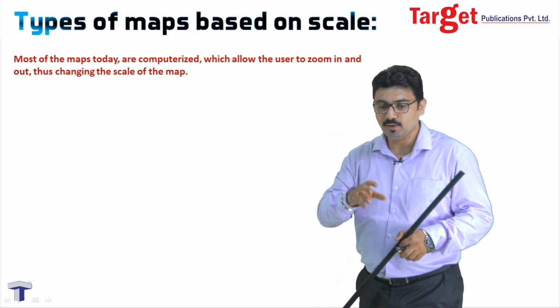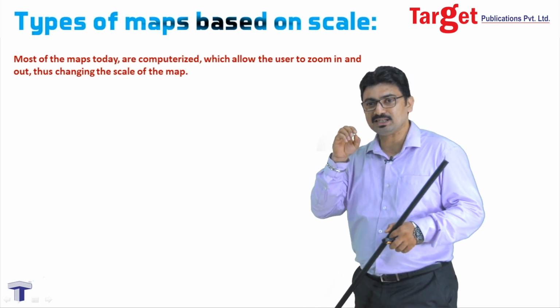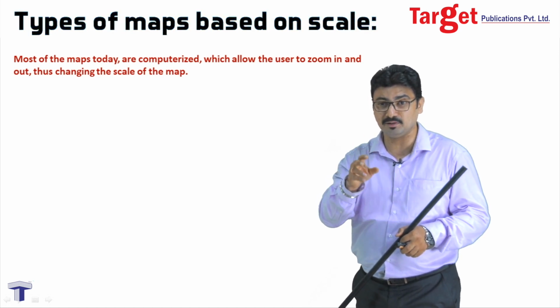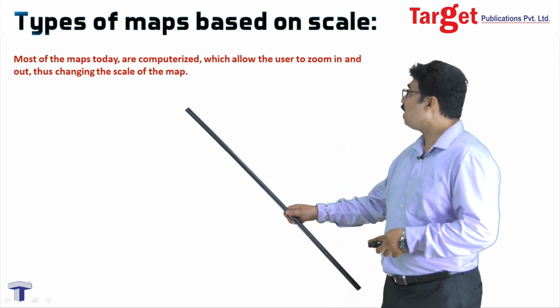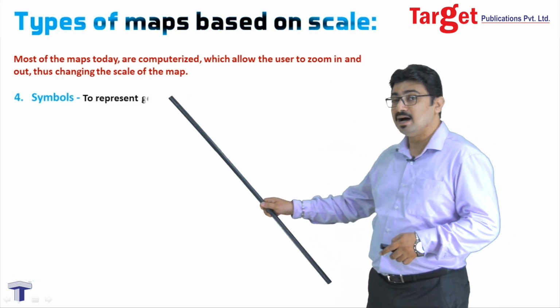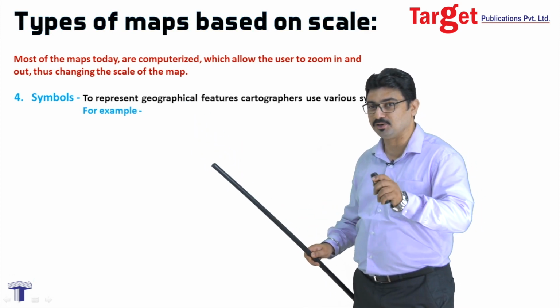When you want to know a particular place in Mumbai, you zoom in. When you want to know a particular place in Maharashtra, you zoom in. You understand its routes, you understand the roads, you understand the railway network. So maps of today are computerized, which allows the user to zoom in and zoom out, thus changing the scale of the map. Yes, that is very important to note.